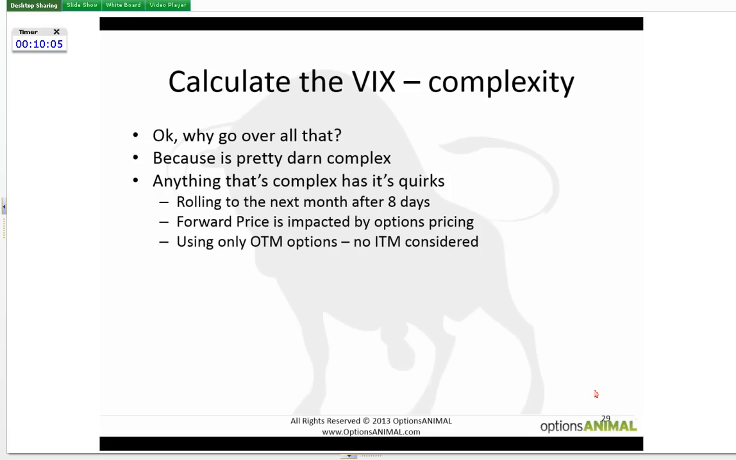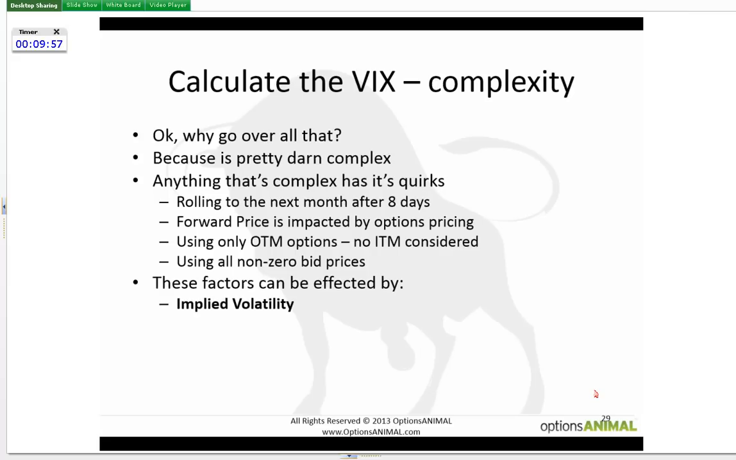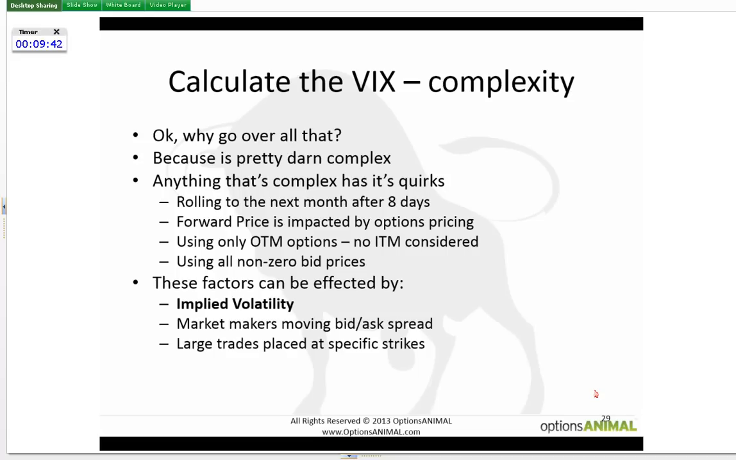So these other things, using only out-of-the-money options, using only options that have zero bids, all of these things impact the VIX. And these things can be impacted by, first and foremost, implied volatility, which is what we want. We want implied volatility, because that's what we're trying to measure. That's what the VIX is trying to measure. But market makers moving the bid-ask spread, large trades placed at very specific prices will move the VIX, even small trades. I've been able to demonstrate that anybody listening here with $50 can move the VIX.